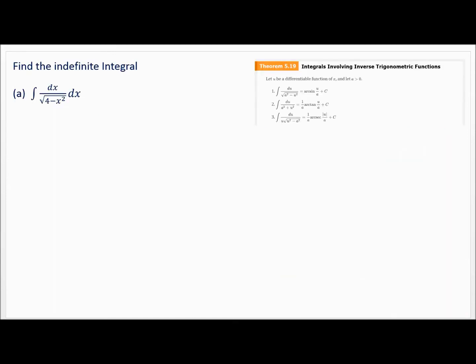Okay, so here's our first example. We've got the integral of dx. Listen, I've got some extra dx's going on. You should never find an integral with 2 dx's. Let's fix that. Hold on.